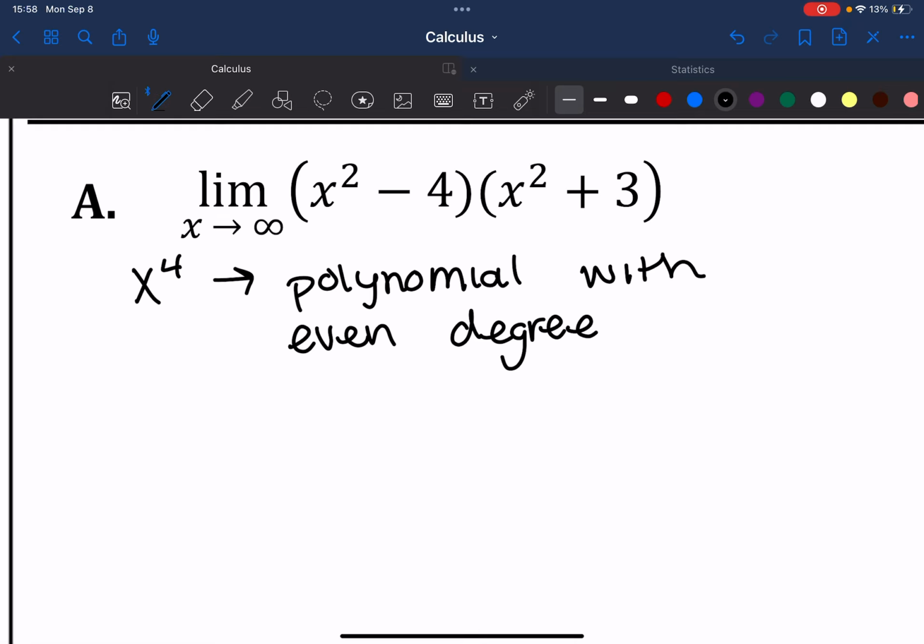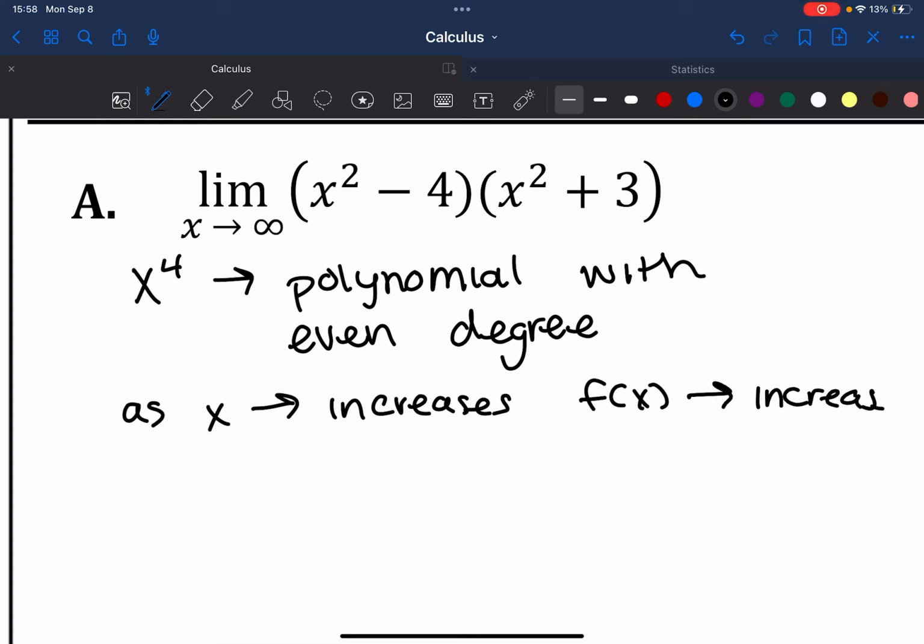And since this is as x is approaching infinity, as I plug in positive numbers that are increasing, so for example, if I plug in 1, then I plug in 100, then I plug in 1,000, I see that my numbers will also be increasing. So as x increases, f of x increases, which tells me that the limit is going to approach infinity.